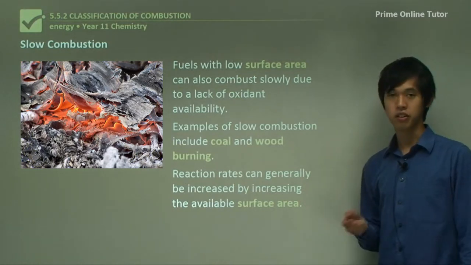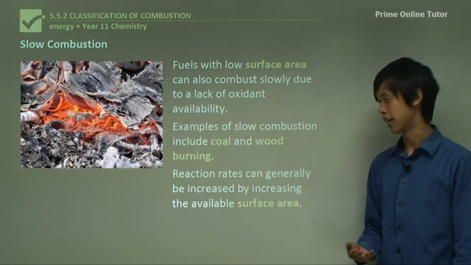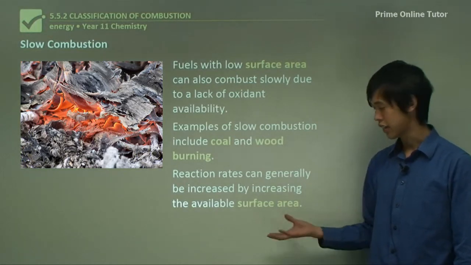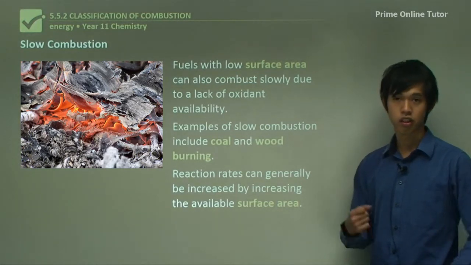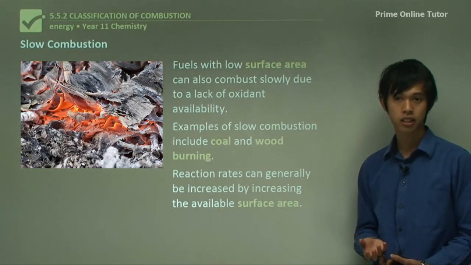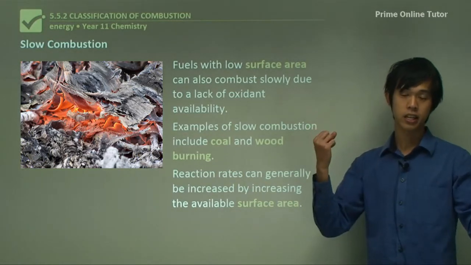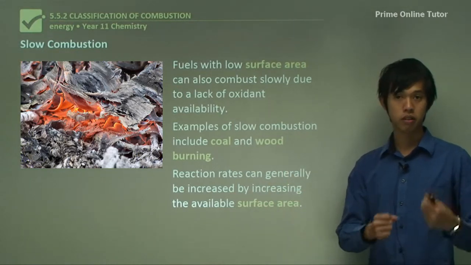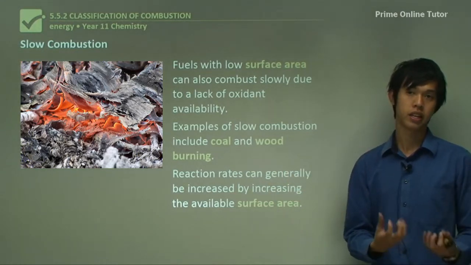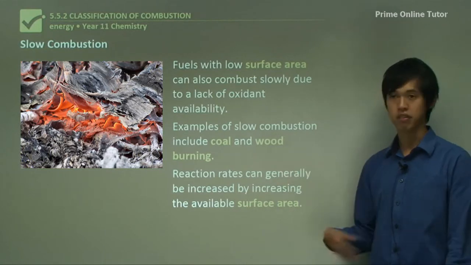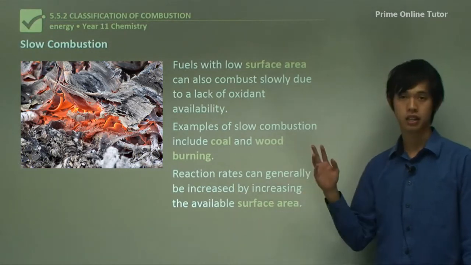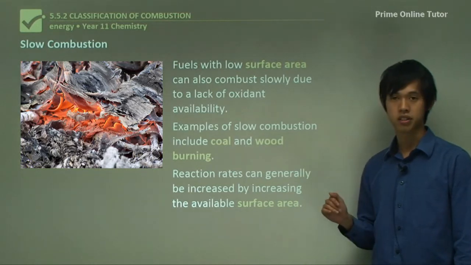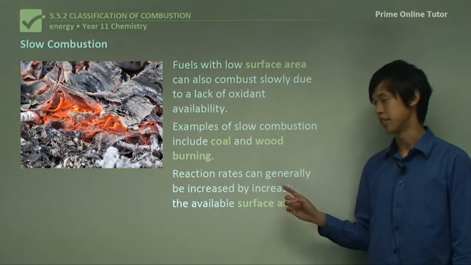In general, we can speed up these slow combustion reactions by increasing the available surface area. So how could we do that? Well, we could grind up the coal into a dust or powder, and then we've got all this surface area, and we can burn it very quickly. Or we can throw wood in a wood chipper and get little chips of wood, and that will burn much faster than the lump of wood. So in general, we can increase the surface area, and that will increase the reaction rate.